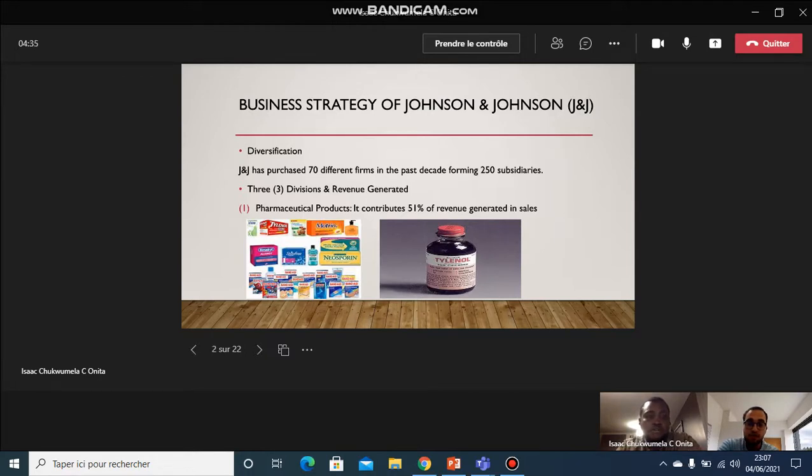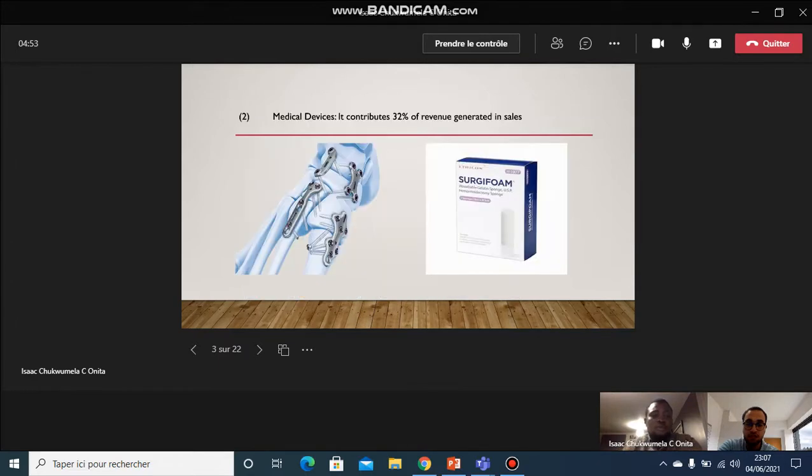The divisions are, number one, the pharmaceutical products, which include Tylenol and Neosporin as some of the products. It contributes 51% of revenue generated in sales. Also, another division is the medical device. It contributes 32% of revenue generated in sales. And you can see that these are the products that are out there for medical device.